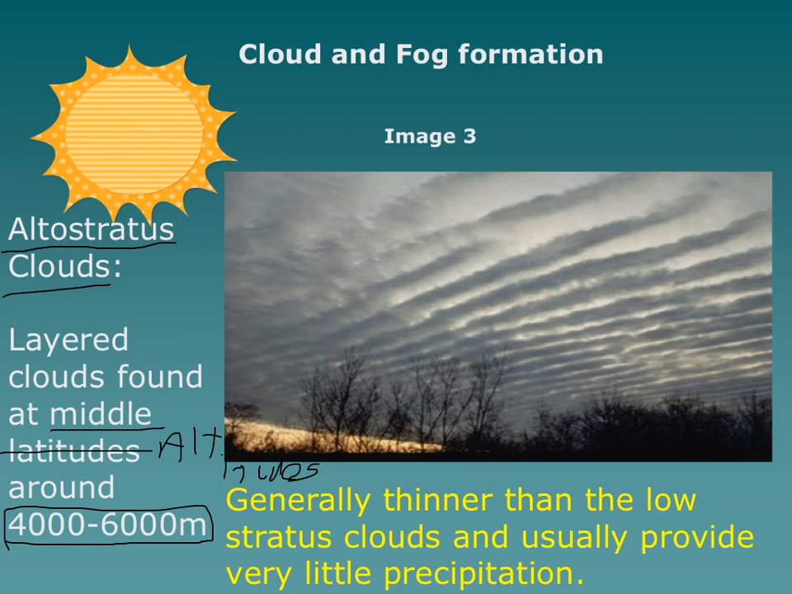So they're thinner than the lower stratus clouds and produce very, very little precipitation, maybe a passing shower here or there. But you got long rows that are sheet-like, but you can tell they're a little bit higher up and a little bit thinner.